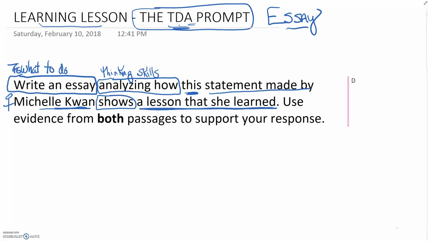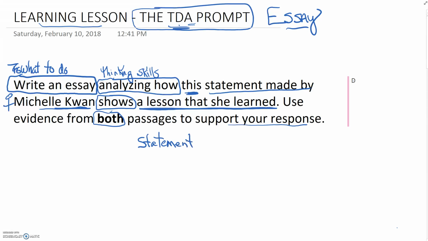So right now we're just getting the gist of it. It's got to show a lesson that she learned, and she's got to use evidence from both passages to support the response. Okay, so we know they have to write an essay, they're going to have to analyze it, and they're going to have to look at a statement. So to get students thinking, we're going to write down that they're going to have to put some kind of statement. So let's go ahead and write that down.